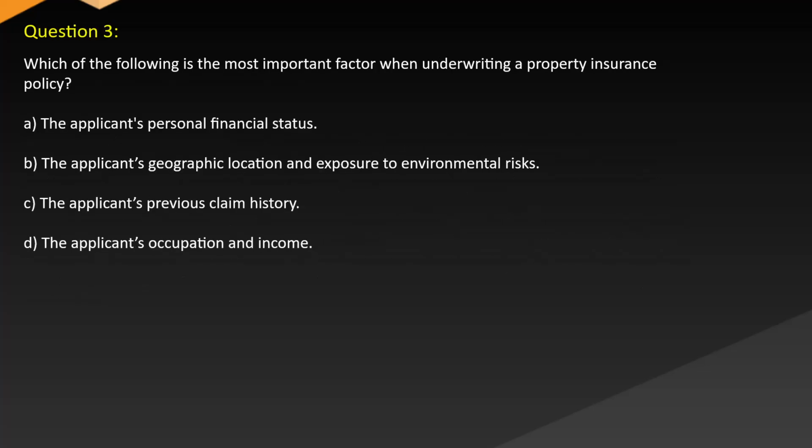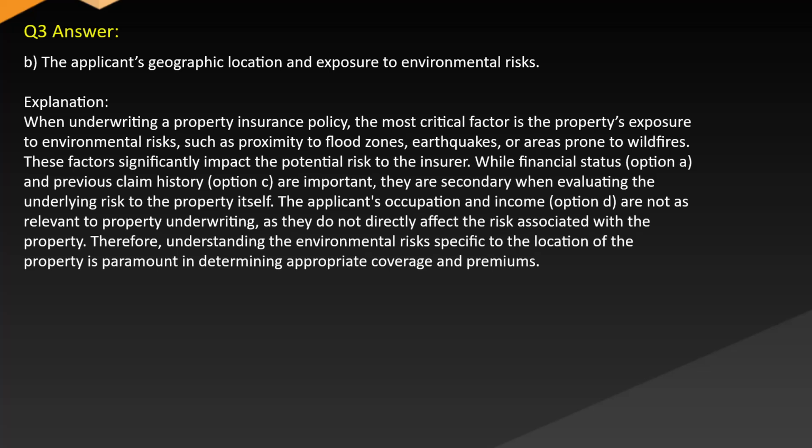Question 3. Which of the following is the most important factor when underwriting a property insurance policy? A. The applicant's personal financial status. B. The applicant's geographic location and exposure to environmental risks. C. The applicant's previous claim history. D. The applicant's occupation and income. Answer. B. The applicant's geographic location and exposure to environmental risks.